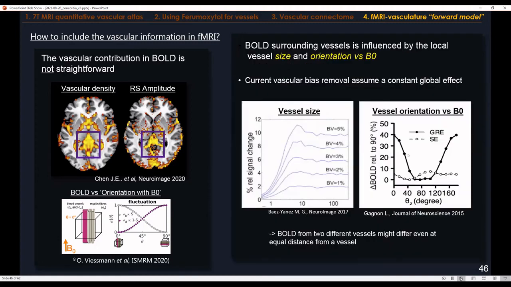We know that the vessel size and orientation versus B0 are important to take into account, and in those previous studies, it was not really taken into account. We know that the fMRI signal surrounding vessels can vary by up to 50% depending on whether it's close to a vessel that is perpendicular to B0. And so we need to build a model that will take this into account.